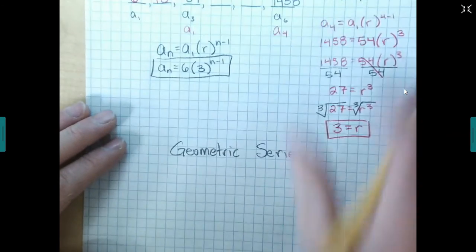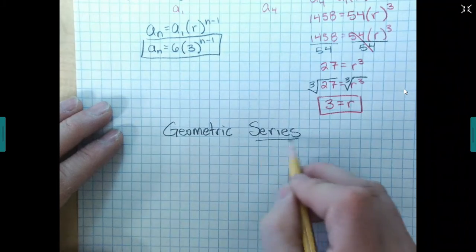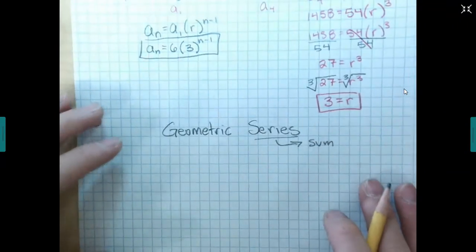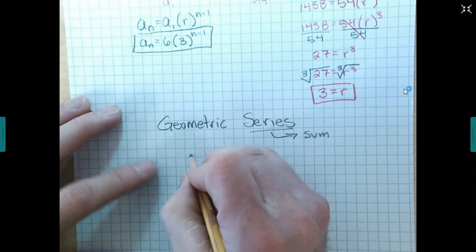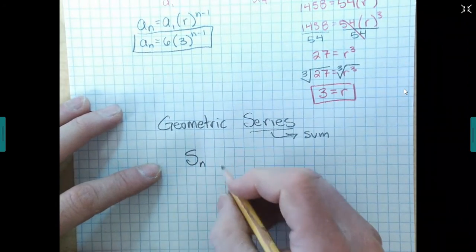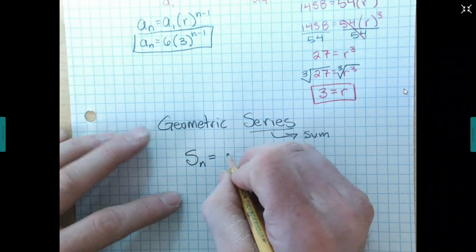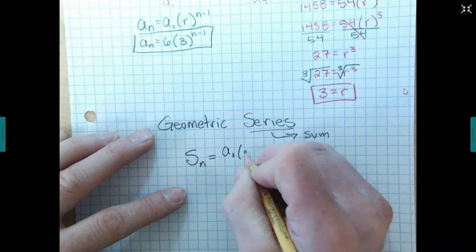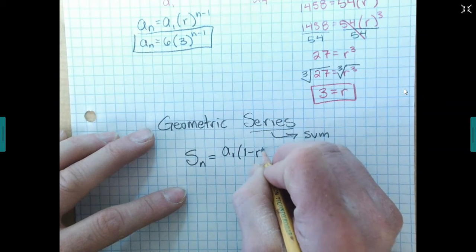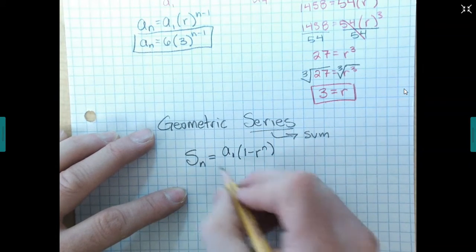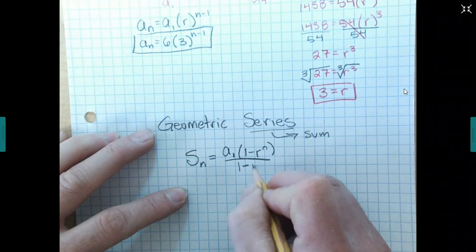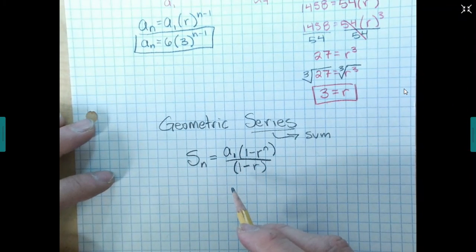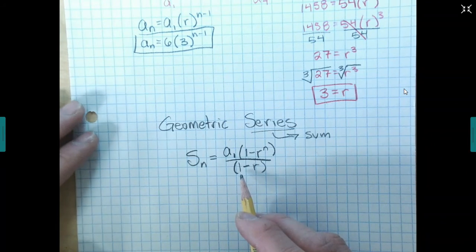And geometric series, don't forget, series just means sum. If you add everything together. So the sum for a specific number in a geometric series is the first value times (1 minus r to the nth) over (1 minus r). And I'm going to put these in parentheses, and you'll see why. It's for the calculator.